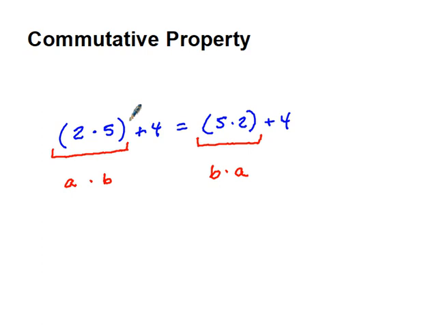Now let's make sure that the stuff on the left does indeed equal the stuff on the right, because it must in order for the commutative property to exist here. 2 times 5, that of course is 10, plus 4 gives us a value of 14 on the left side of the equation. On the right side, 5 times 2 is 10, plus 4, 14 as well. Both sides are equal, commutative property is held.